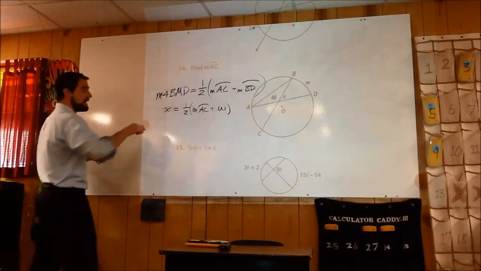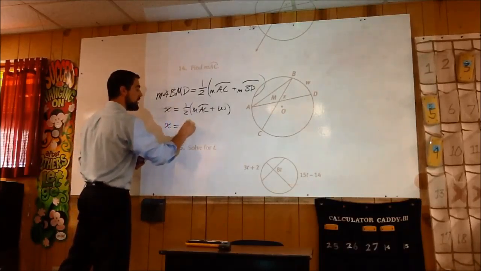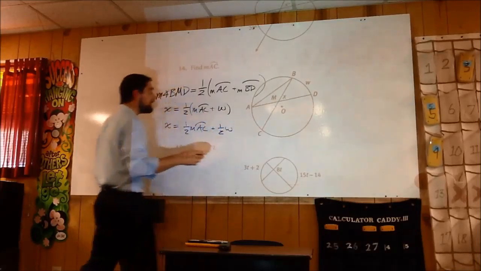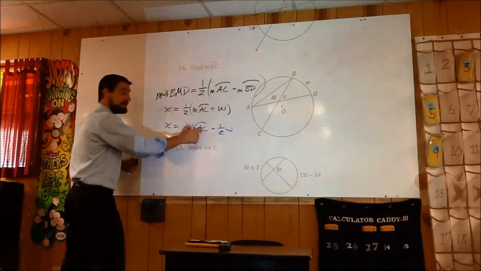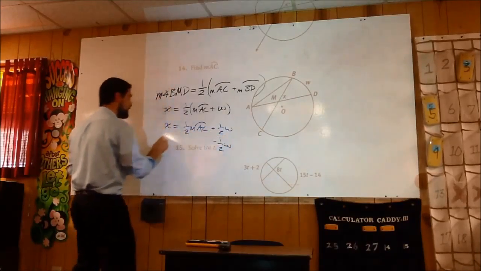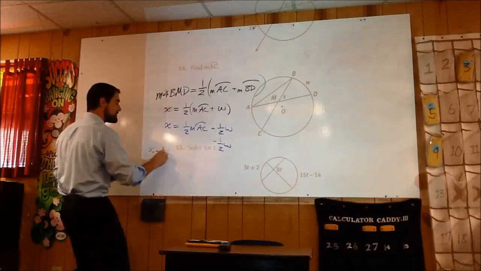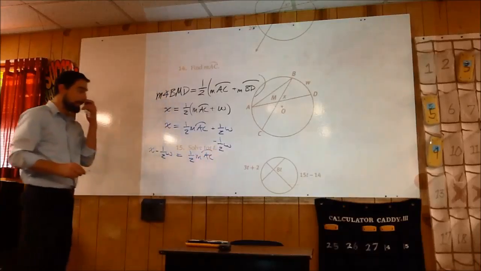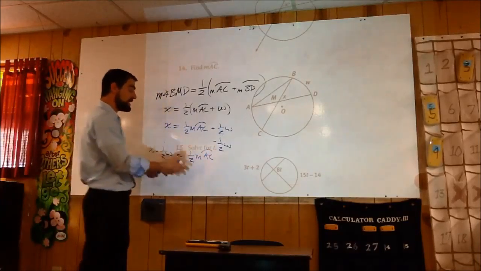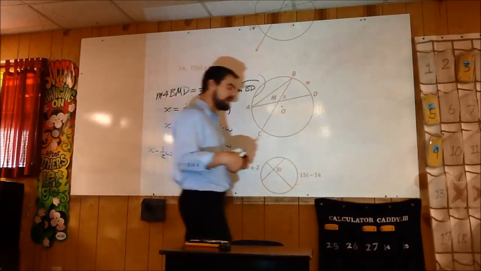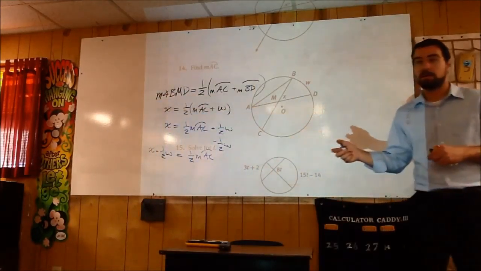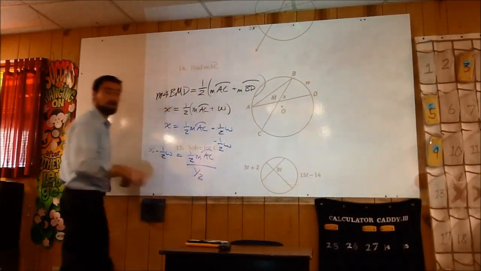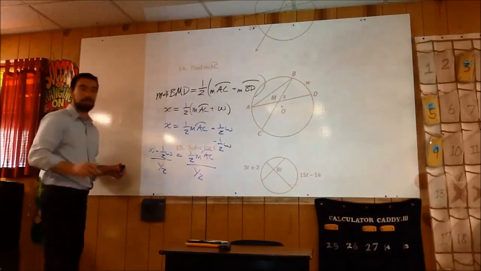I'll do it both ways. If you distribute it, then you're going to get x is equal to 1/2 the measure of arc AC plus 1/2 of w. I need to get this by itself, so I'm going to subtract 1/2 w from both sides, so I get x minus 1/2 w is equal to 1/2 the measure of arc AC. Now, there's a couple ways you can look at this. Right now we're multiplying the measure of arc AC by 1/2. So the inverse operation would be division. So divide by that same exact value.